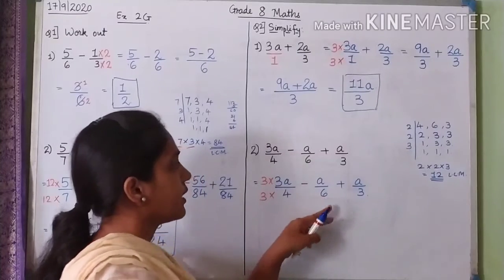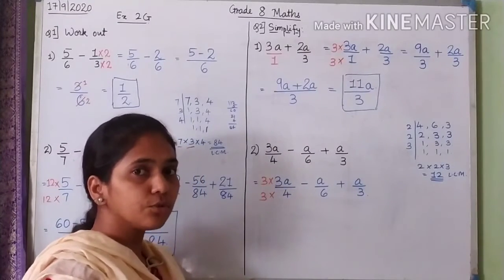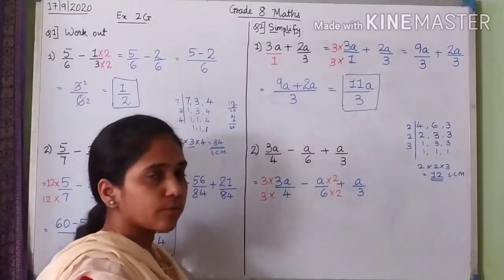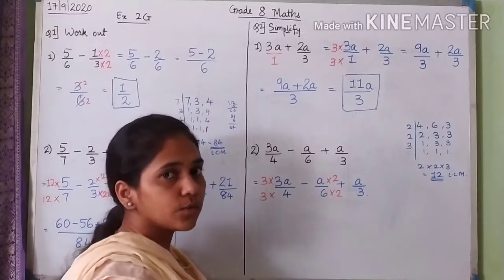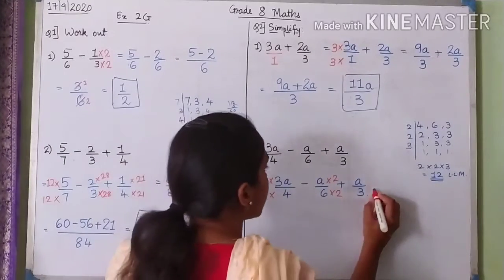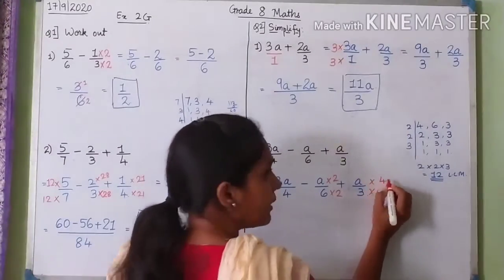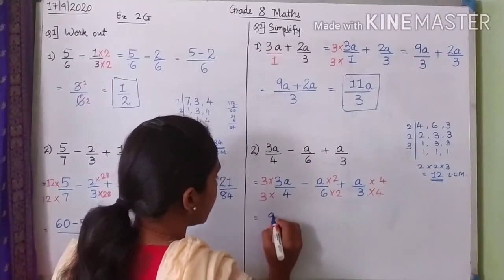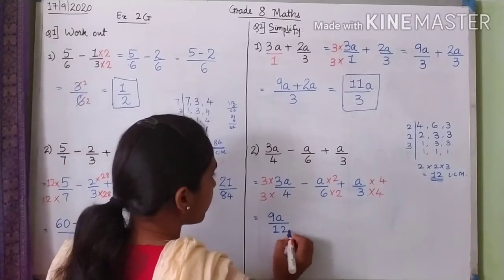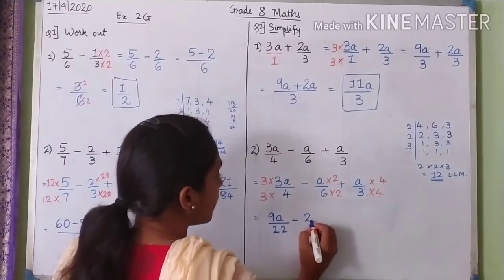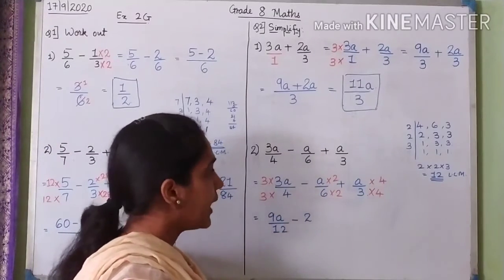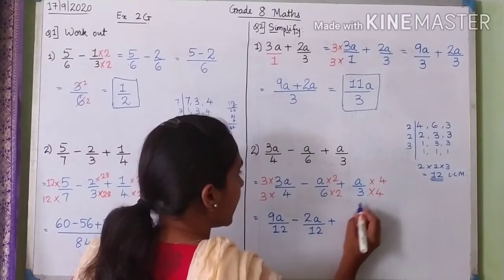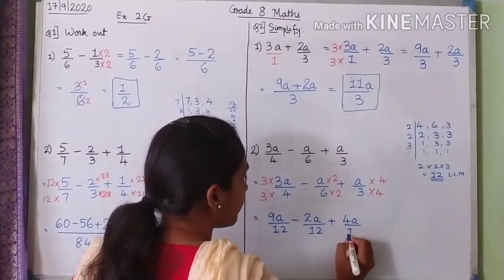Okay. Now 6. Now 6 into what is 12? 6 into 2 is 12, right? So I have to multiply this by 2. Multiply the numerator also by 2. Now 3. For 3, 3 into what is 12? 3 into 4 is 12. So I multiply this by 4. Numerator also by 4. Okay. Now what do we get? 3 into 3 is 9a divided by 12 minus a into 2 is not a square. It is 2a. Okay. A into 2 is 2a. So we write 2a divided by 12 plus a into 4 is 4a divided by 12.